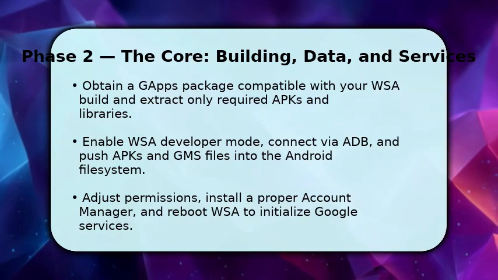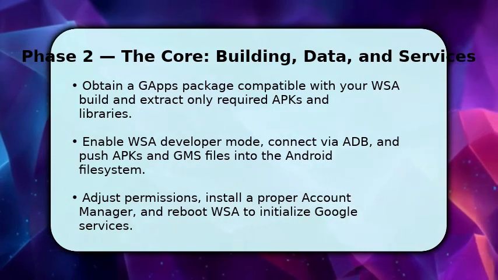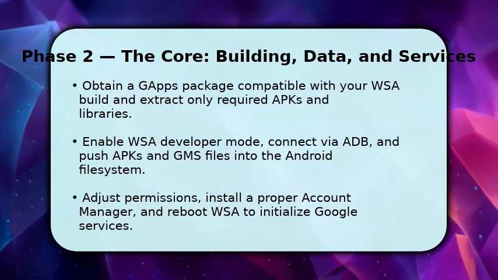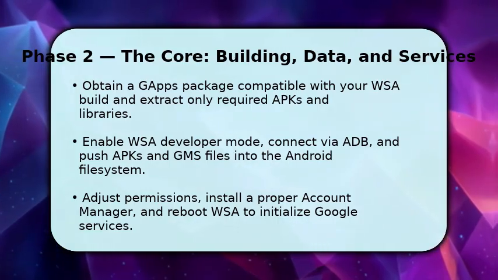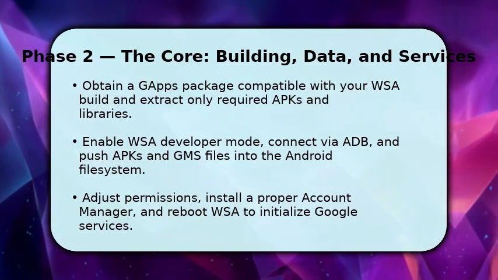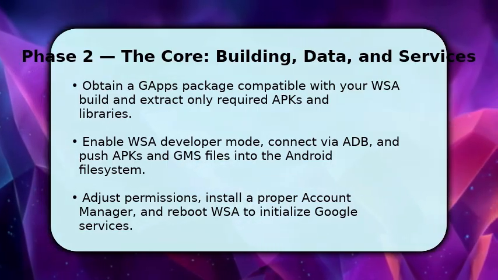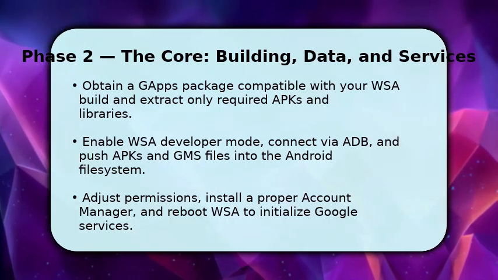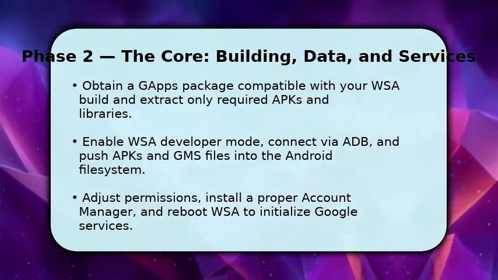You now add Google Play components into the running WSA instance. First, get a G-Apps package matched to your WSA version, then extract the needed APKs and libraries. This must match architecture. Once you have the files, enable WSA Developer Mode and connect with ADB from your PC.